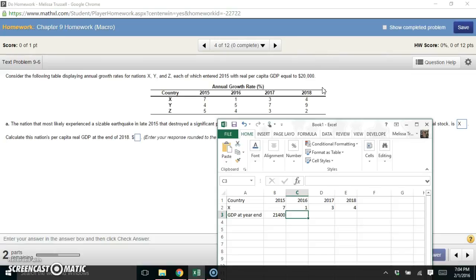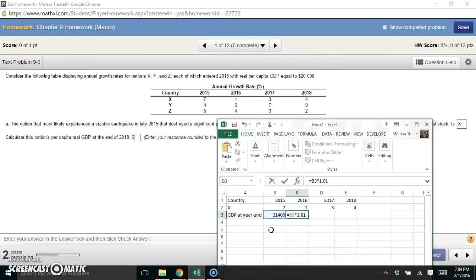Now we know we grew by 1%. But what grew by 1%? The amount we started with at the beginning of 2016, which is this number, the 21,400. At the end of 2015, we had 21,400. So at the beginning of 2016, that's how much we had, right? So now we want to take that number, the 21,400, and we want to multiply it by 1.01 because we're growing by 1%.